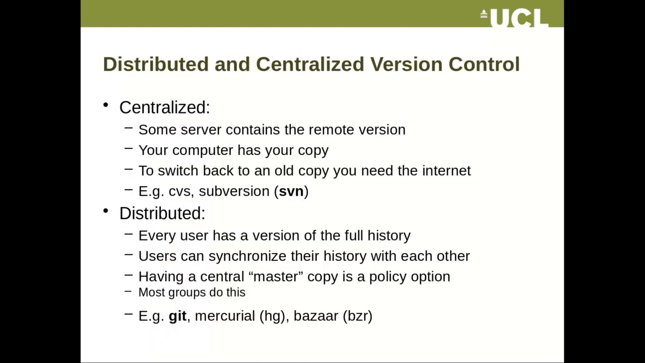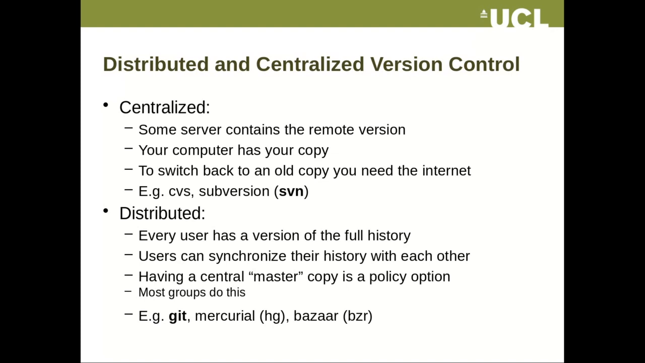What I've described so far is what's known as a centralized version control system. So some server somewhere contains the central repository, and this is effectively a remote version of your code. Your computer has a local copy that you work on. To switch back to an older version or to do a check-in of the changes that you've made, you need access to a network. Maybe the internet if the centralized version is somewhere remote, or at least access to a local server where you're storing this work. Examples of this include CVS and Subversion, also known as SVN.